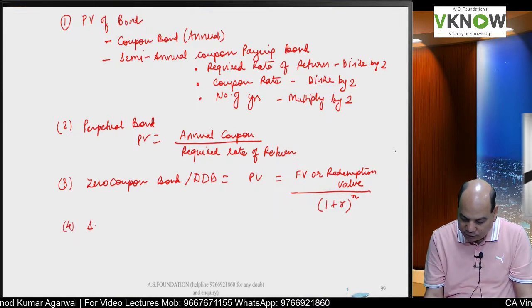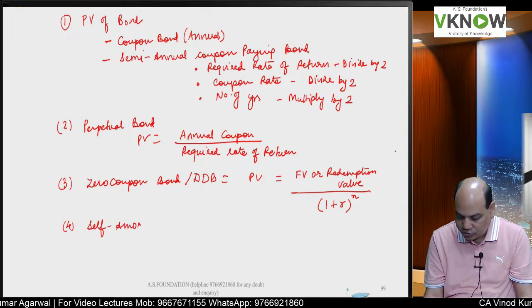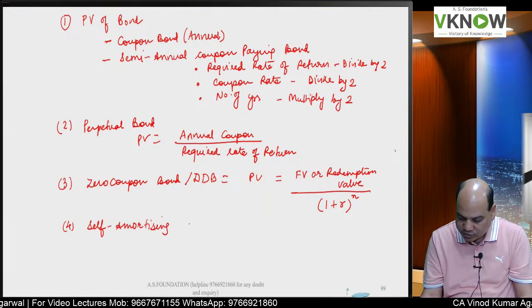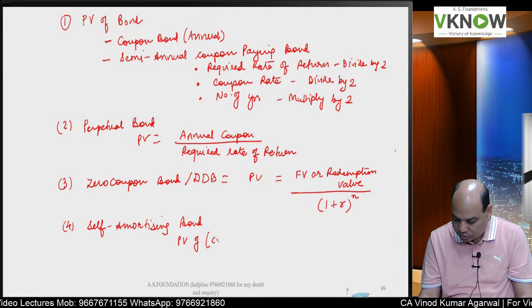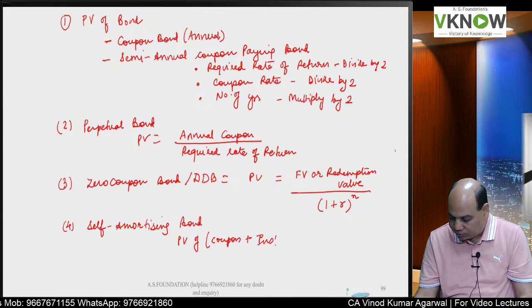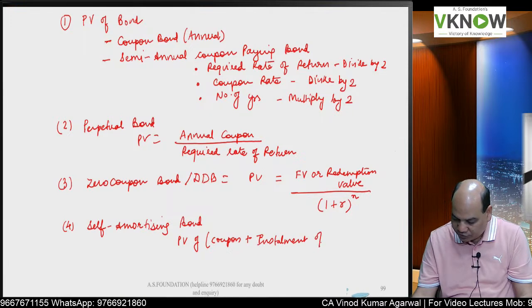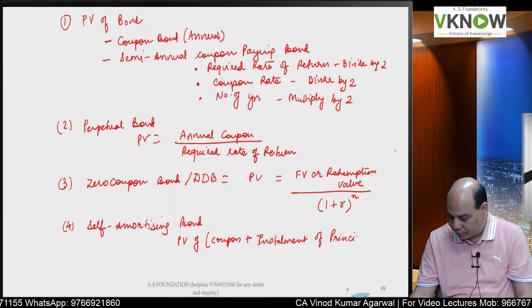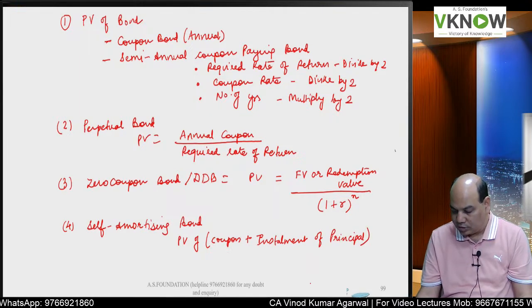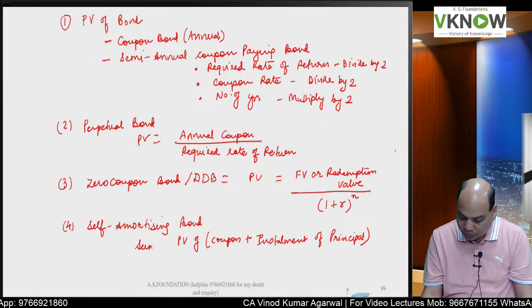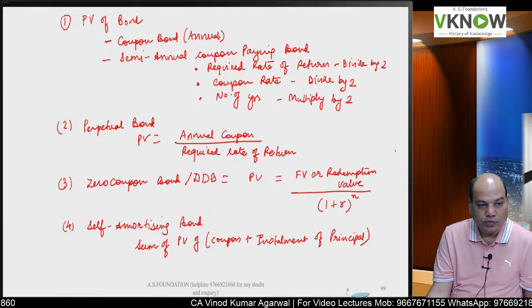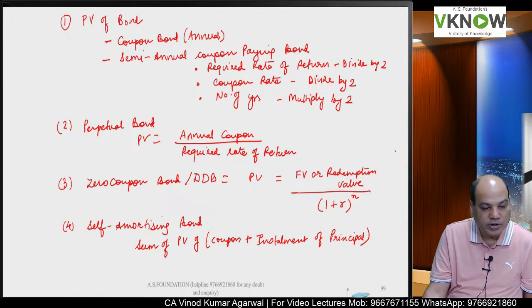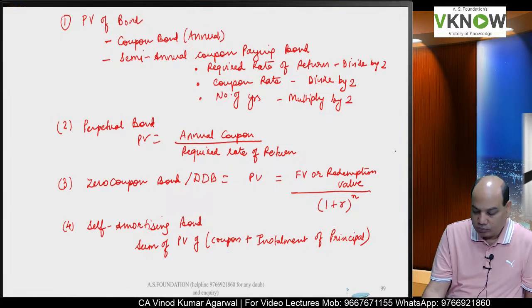And then we have also seen the self-amortizing bond. So this is just a quick revision of what we did in the first lecture. For the self-amortizing bond, you will calculate the present value of coupon plus installment of principal of all the years, and that will give you the present value of the self-amortizing bond. Is it right? So this is what we have done.